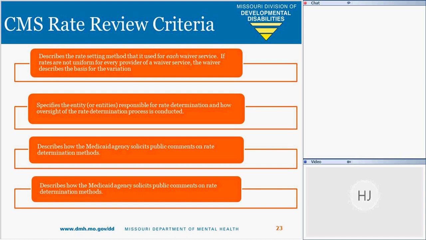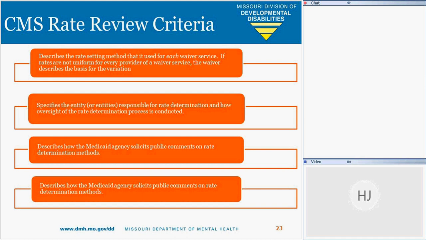It specifies the entity or entities responsible for the rate determination and how the oversight of the rate determination process is conducted. So is it the Division of Developmental Disabilities that determines the rate? Is it the MO HealthNet Division that determines the rate? That's to be described in the waiver application.